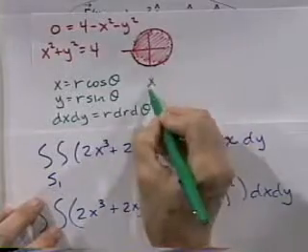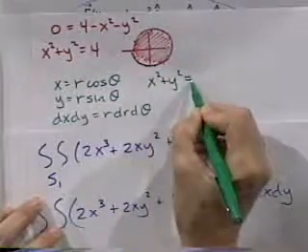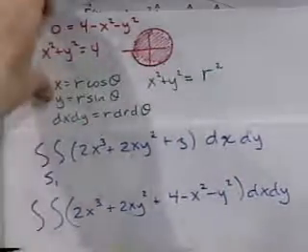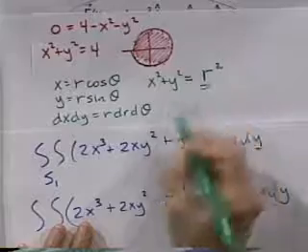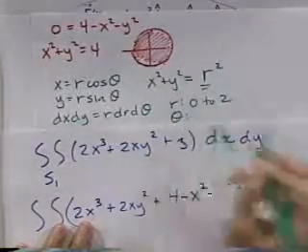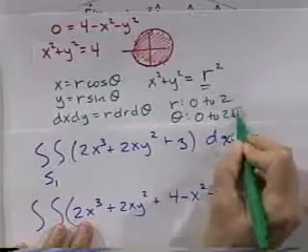And remember also, x squared plus y squared is equal to r squared, isn't it? Yes. And what's your r going to range from? 0 to 2. And your theta is going to range from 0 to 2 pi.